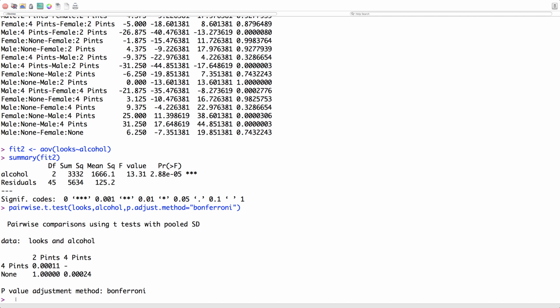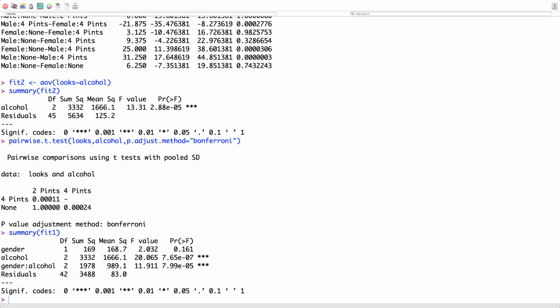Now, I want to have the summary of Fit 1 handy because I'm going to come in and do my effect size. So my effect for gender, hopefully you know that it's the square root of my degrees of freedom. And I'm going to put that in there just to make a point.